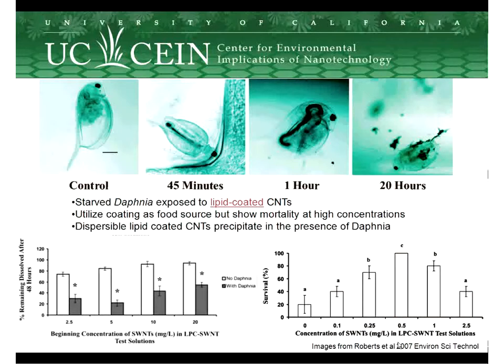This is Daphnia exposed to lipid-coated carbon nanotubes, so some fatty acid coating. And they did use the coating as a food source. But they did show mortality at higher concentrations, so something to think about. And they tend to precipitate in the presence of Daphnia, which may be because the Daphnia eat the coating and reduce the dispersibility, and then they aggregate and settle out.